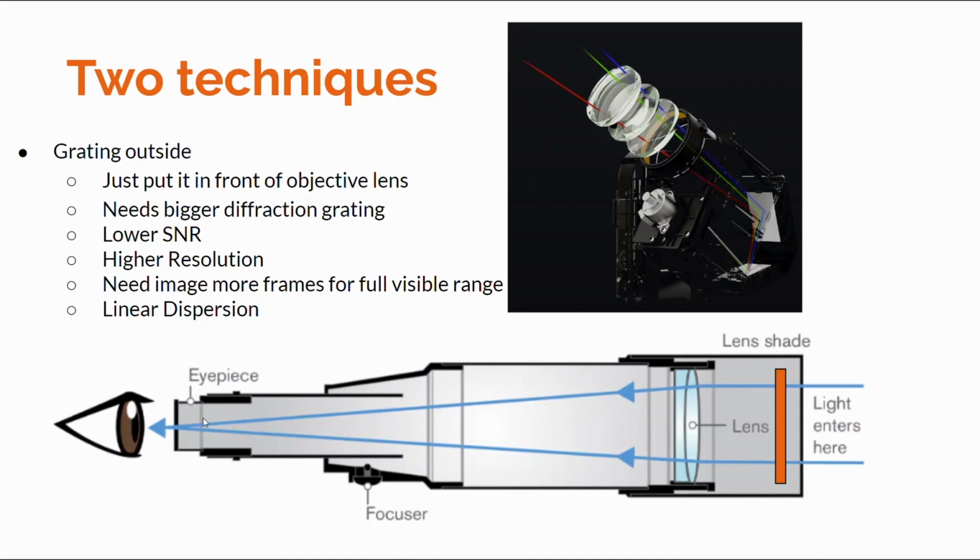Also, because it spreads so far, and because the sensor for the Seestar is so small, I need a lot more frames and stitch them to create a full visible range of the spectrum. I also mentioned that because the light's coming in parallel, it fits perfectly in that dispersion formula, so the dispersion is quite linear and very predictable in that case. So those are the two differences.